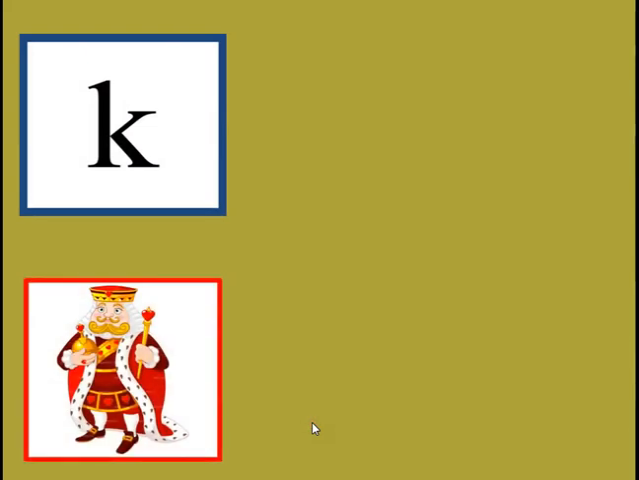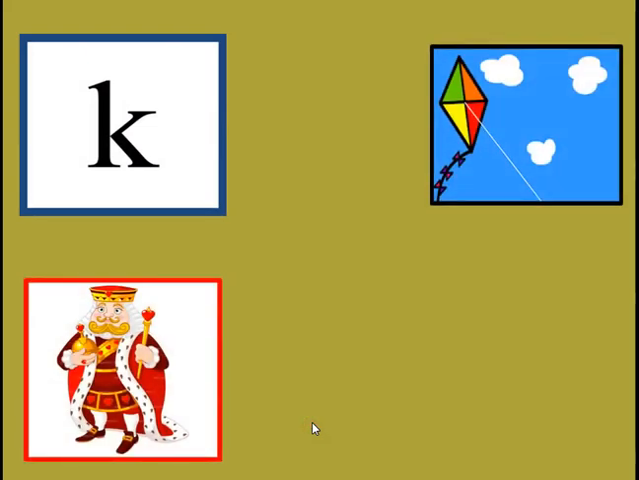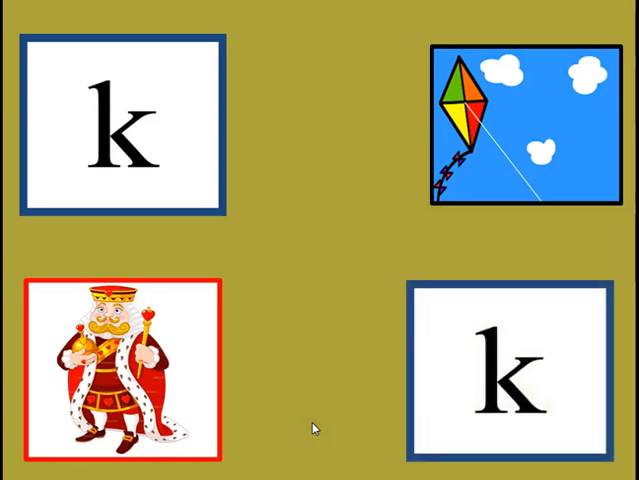K. K king, K kite, K kangaroo. This is the letter K.